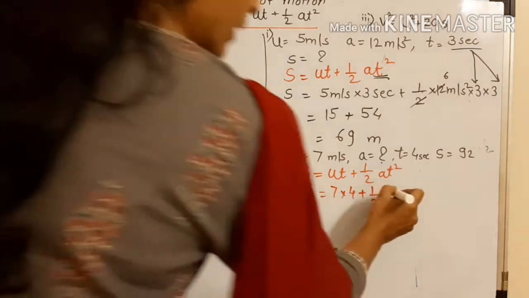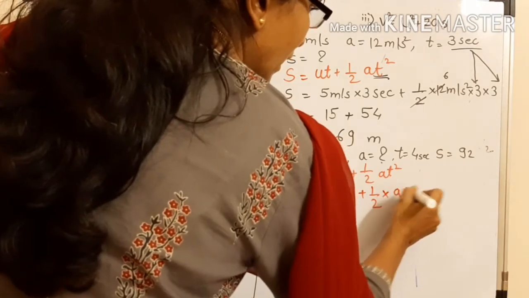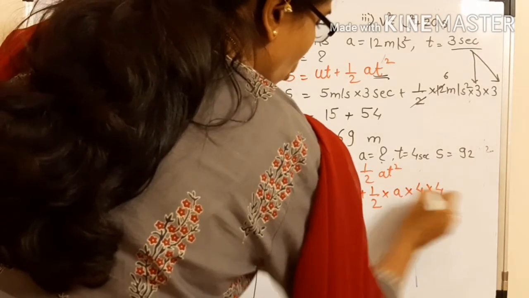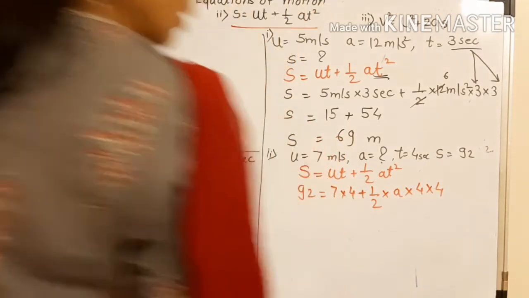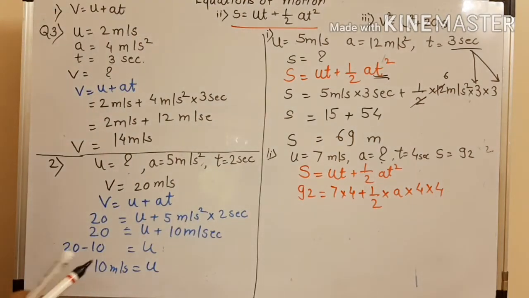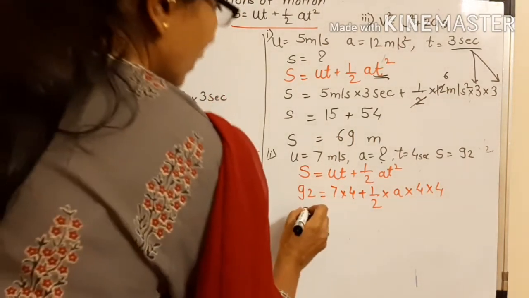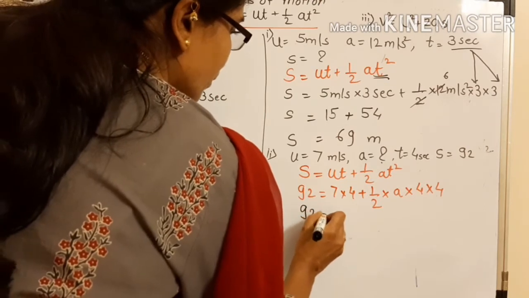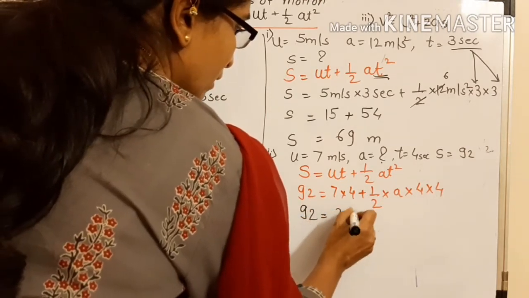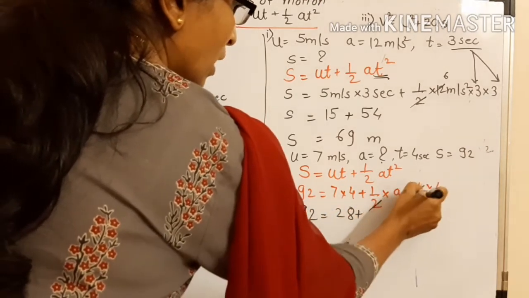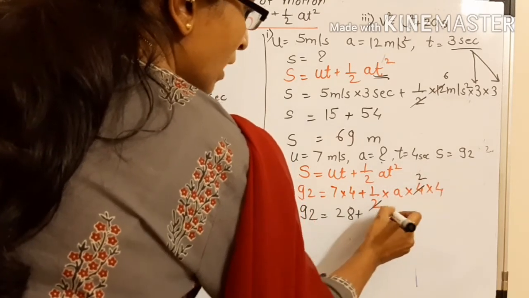A you have to find. And again t square means 4 into 4. Similarly, s is given 92. Now simplify this. 92 as it is, 28 plus 2 2s are 4, 4 2s are 8a.